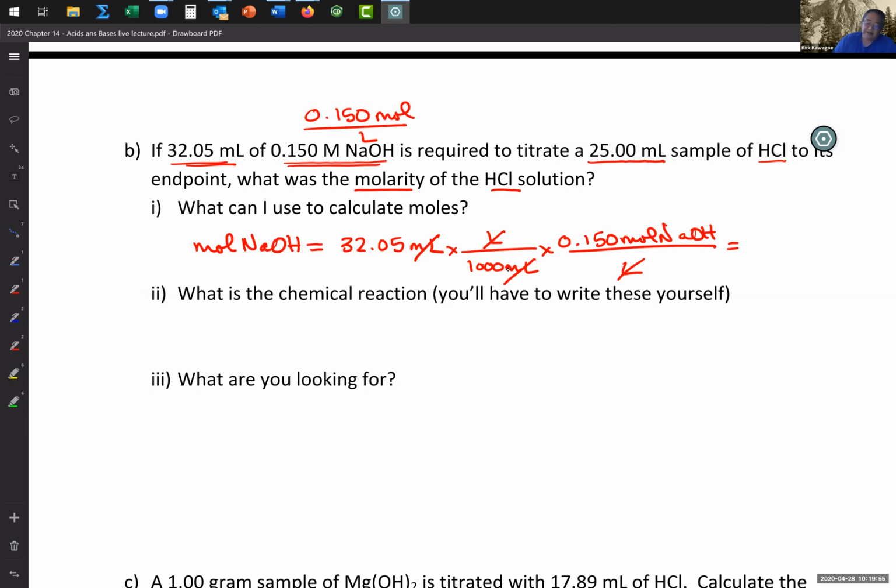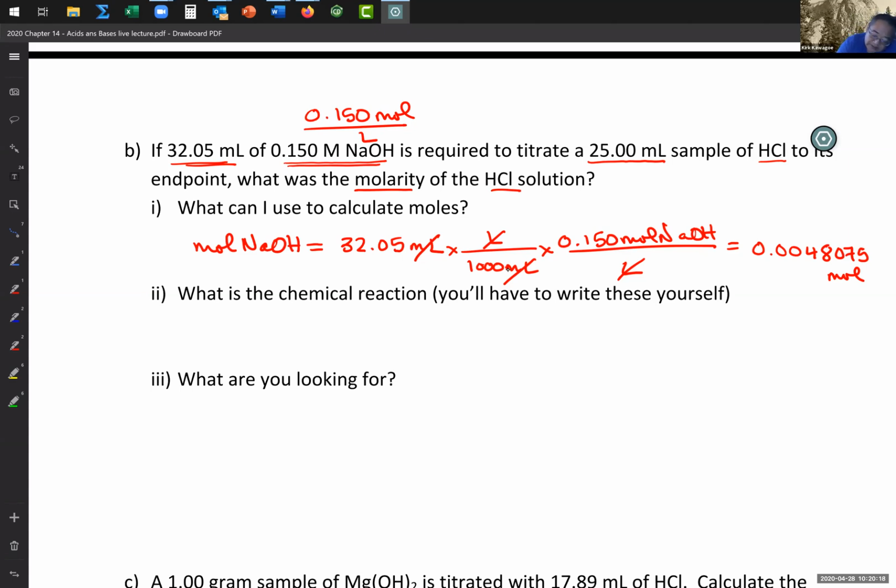Forgot to divide by 1,000. I'm like, that's a giant number. Now it's a really tiny number, so it's 0.004875 moles. And usually these numbers are reasonably small. I mean, they're not big numbers usually.